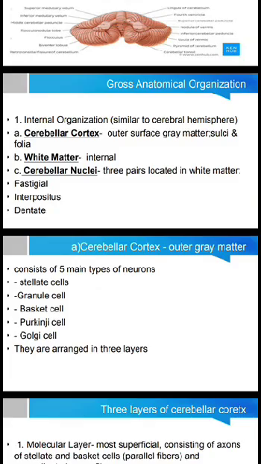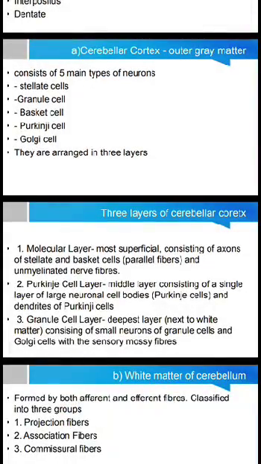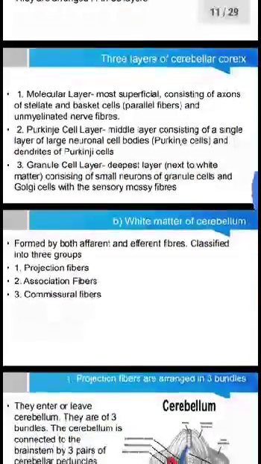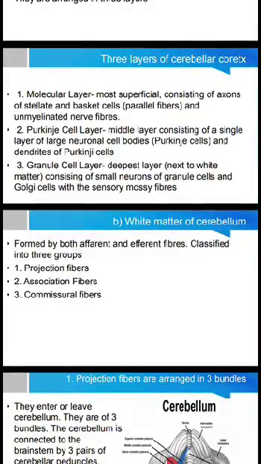First, the cerebellar cortex. It is the outer gray matter. It consists of five main types of neurons: stellate cells, granule cells, basket cells, Purkinje cells and Golgi cells. These cells are arranged in three layers: the molecular layer, Purkinje cell layer and granule cell layer. The molecular layer is the superficial, Purkinje is the middle and the granule cell layer is the deepest.